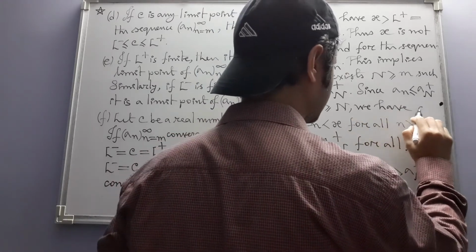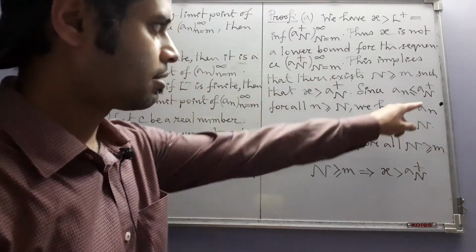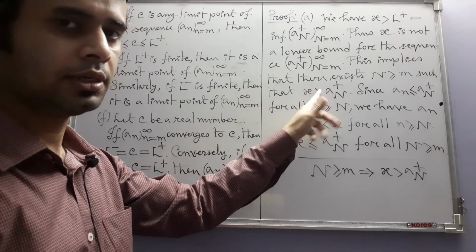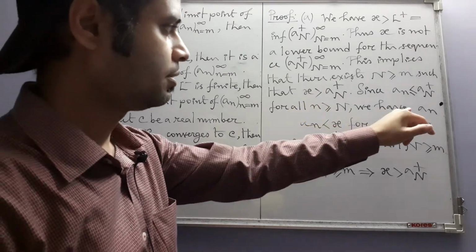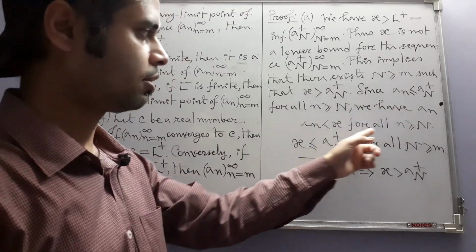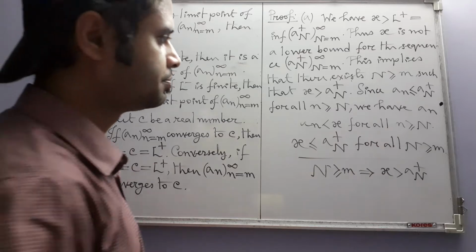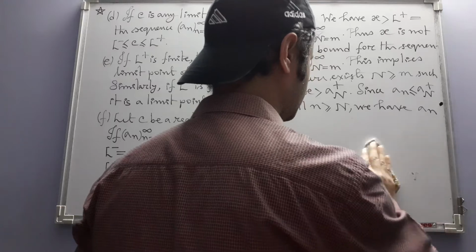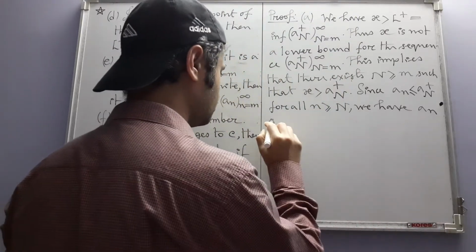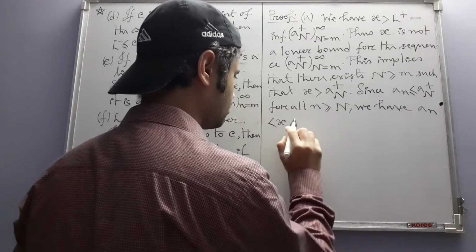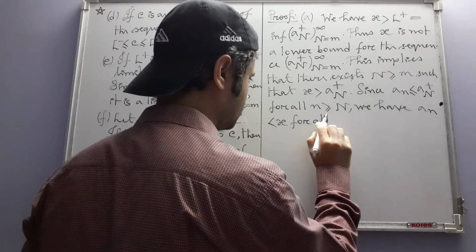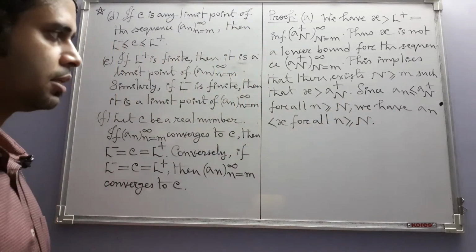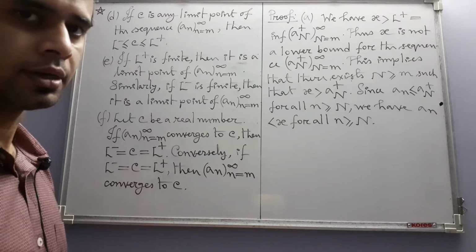we have a_n is less than or equal to this, and this quantity is strictly less than x. So using transitivity and all the other properties of order, a_n will be less than x for all n greater than or equal to N. That's what we wanted. So the sequence is eventually less than x.